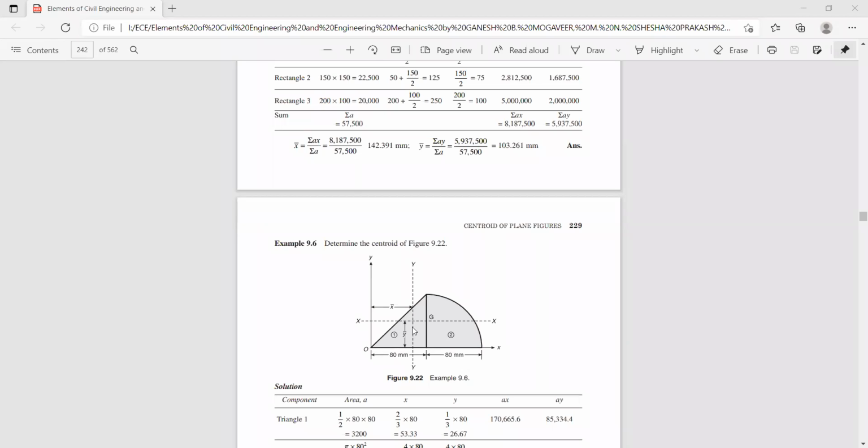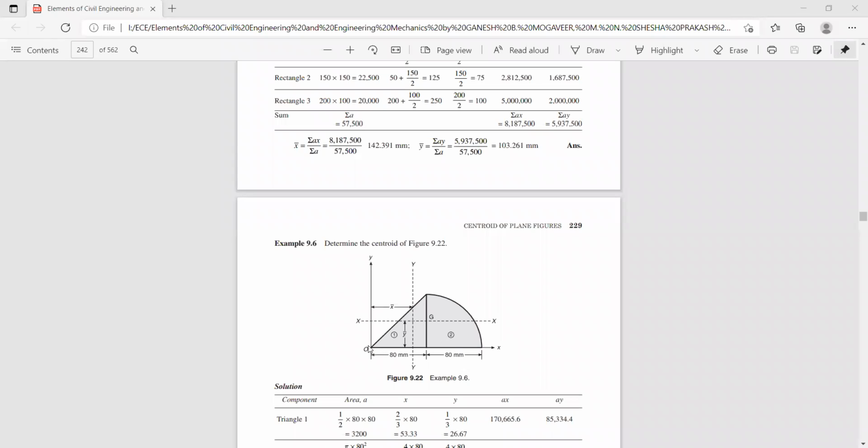That is the area of the triangle, and the area of the quarter circle is pi r square by 4. So the radius is 80 millimeters. So pi into 80 square divided by 4. That will give you the area of the quarter circle.